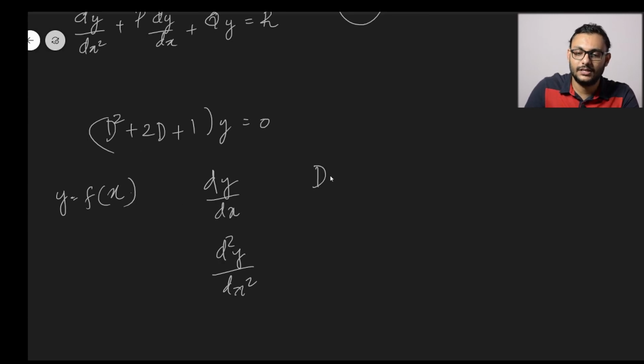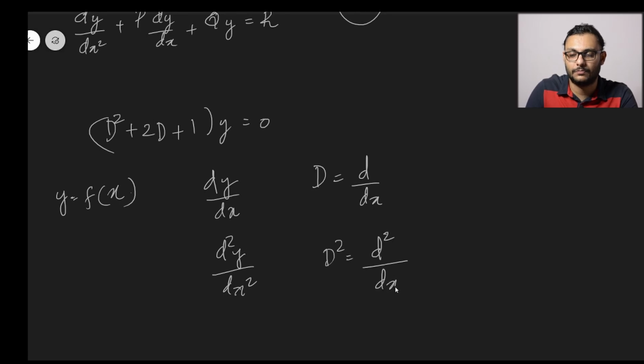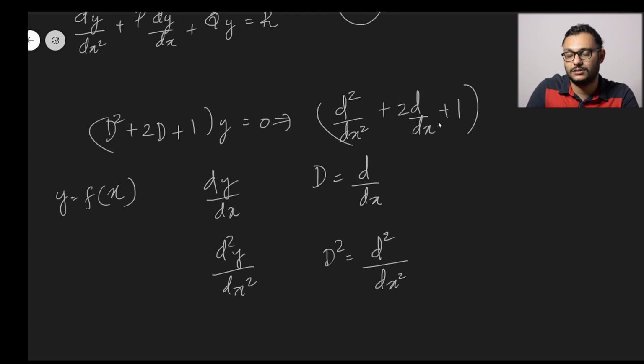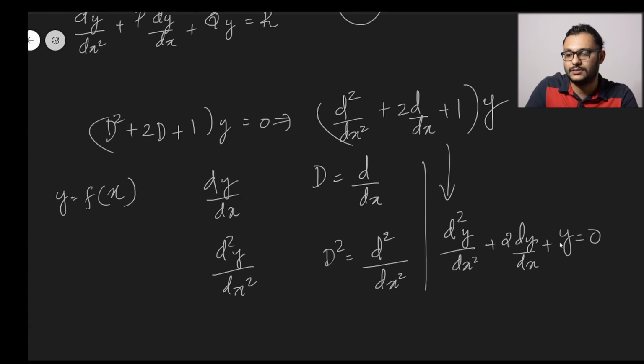Now the differential operator D is defined as d by dx if x is the independent variable, and D square is the second order differential operator d square by dx square. So simply this equation means D square plus 2 into D plus 1. This is not actually a function, this is an operator operating on a variable y, or it can further be simplified as d square y by dx square plus 2 into dy by dx plus y is equal to 0. I hope you got the point.